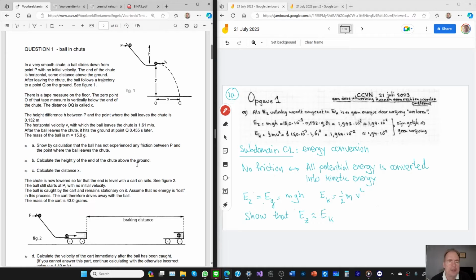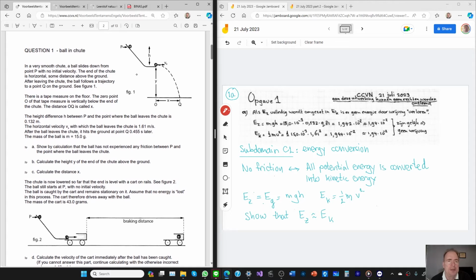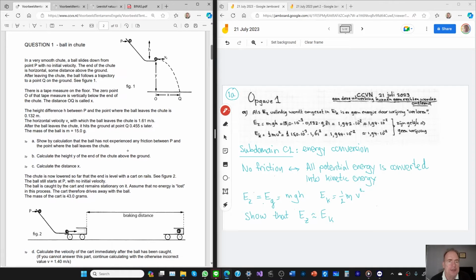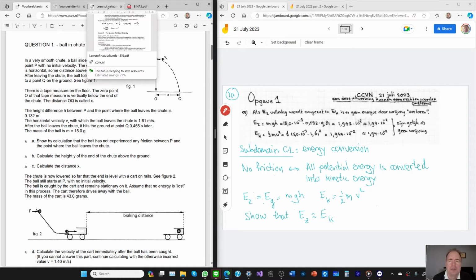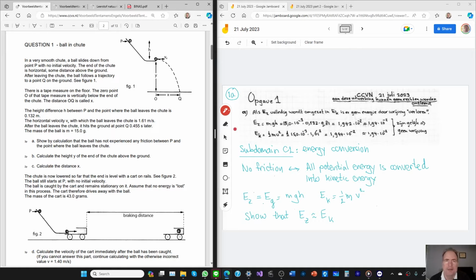So this is a question of a ball in a chute, and you need to show that during its traveling here, it didn't experience any friction between the point P here and when it leaves the chute. And for this, you need to understand the subdomain C2 from the leerstof natuurkunde about energy conversion. And energy conversion is something very common in physics in many different situations.